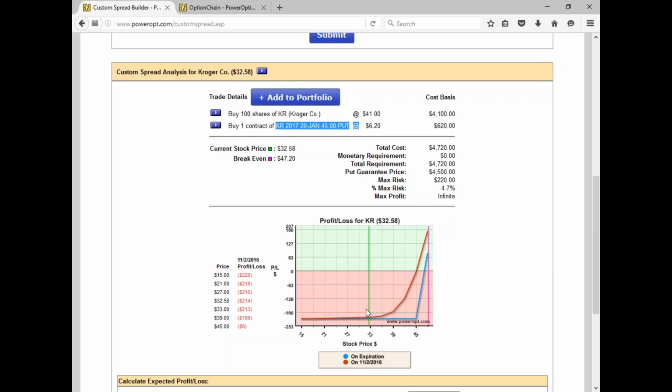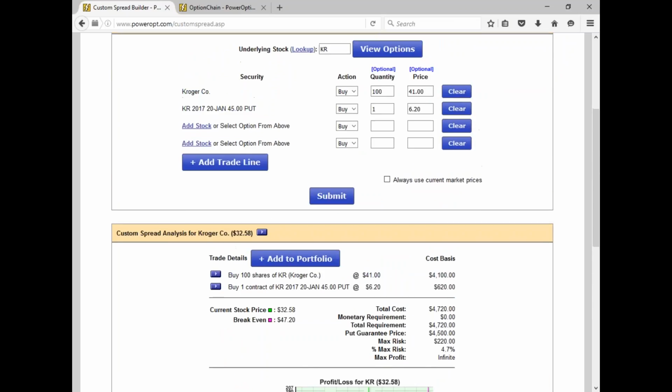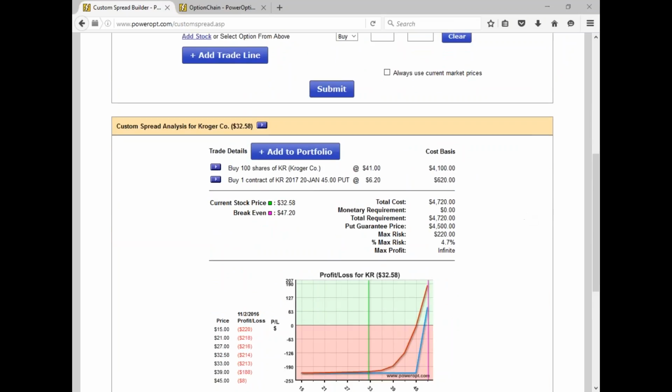Well, no. Kroger does have earnings coming up in September, but if I don't have any expectation that this stock is going to recover, I'll liquidate it right now. Okay? So I'm going to sell the stock at $32.58. Okay, we're going to close the stock at $32.58.